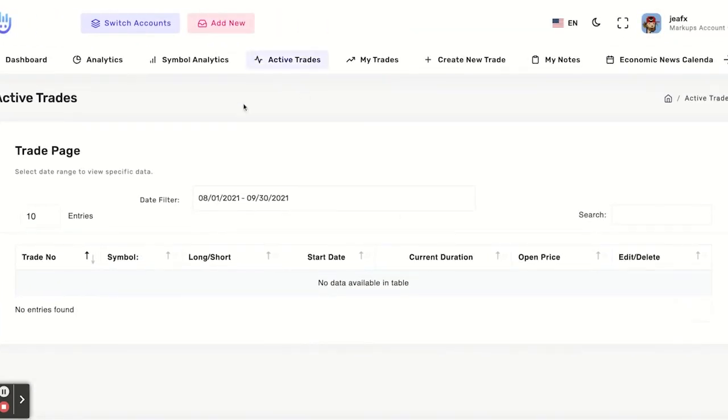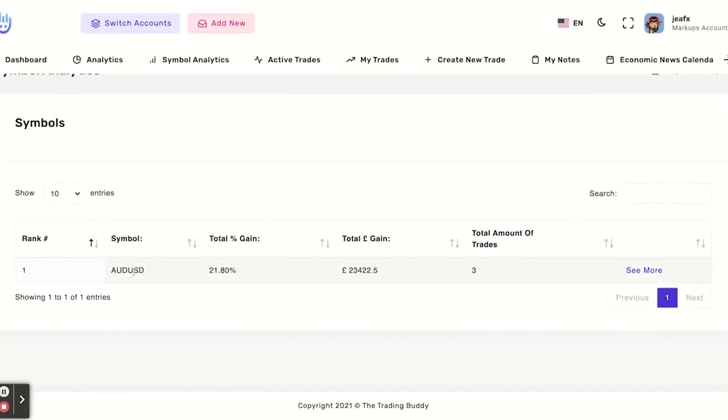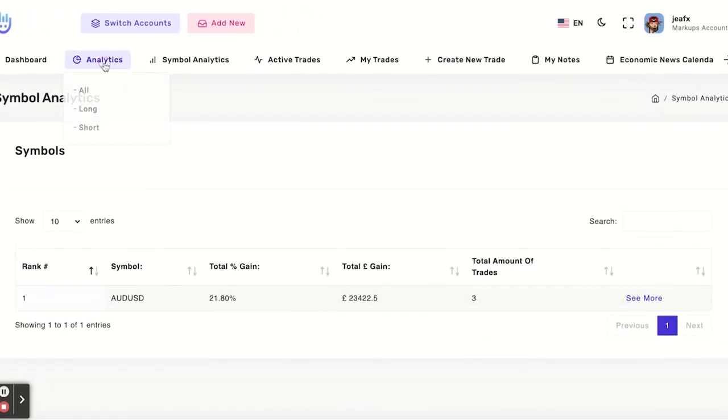Then you can obviously have active trades for when you're in one that hasn't been finished yet, as mentioned when you do the before and after images, for the live backtesting more so. And then you can even look more deep into the analytics, such as symbol analytics, to look at, okay, AUD USD is all we've traded so far. And overall, the analytics addition is going to give you a very clear view of whether you're winning and whether you're losing overall.